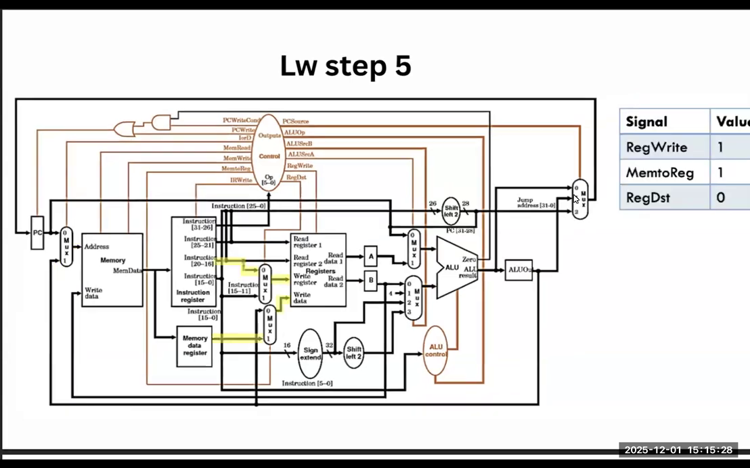Step 5. Finally, we write the value from memory into the destination register. Reg write is 1, mem to register is 1, register destination is 0 to select RT as the destination.